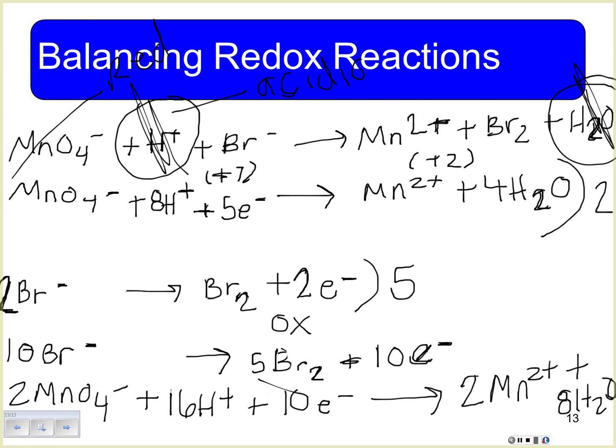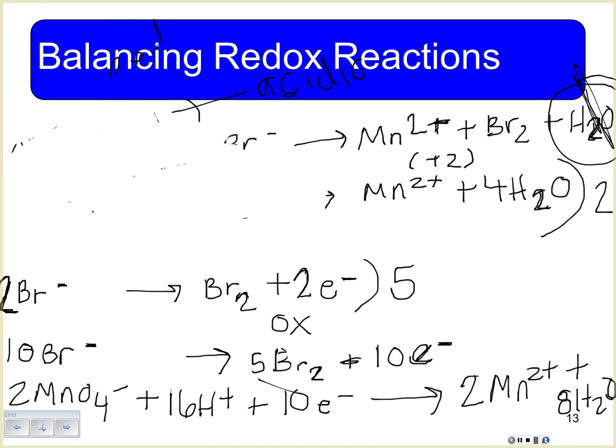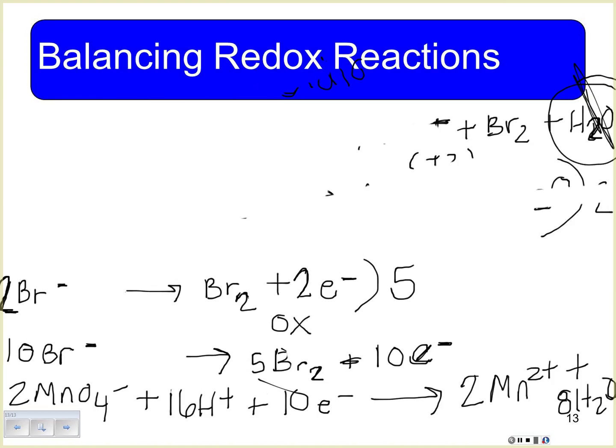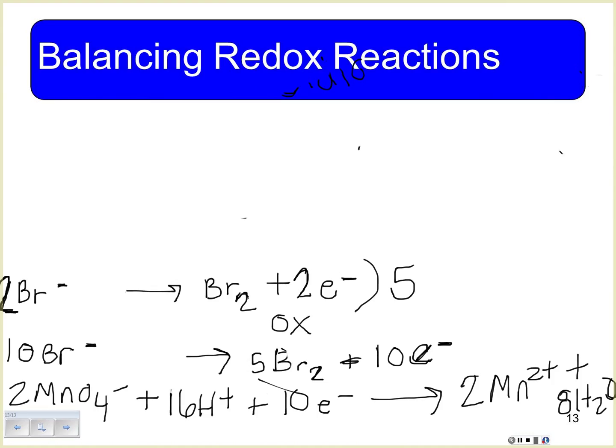Okay. All right, so from this point, we simplify. We're just doing the first 7 steps since we're in acidic conditions. The whole point of multiplying through is so that our electrons will cancel. So we made our electrons for both to be 10, so those cancel. Is there anything else that we could simplify?